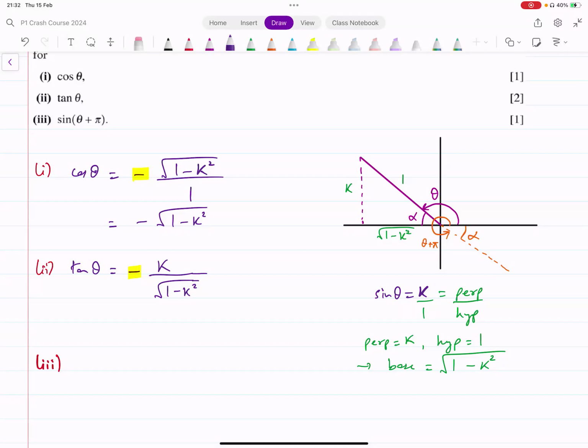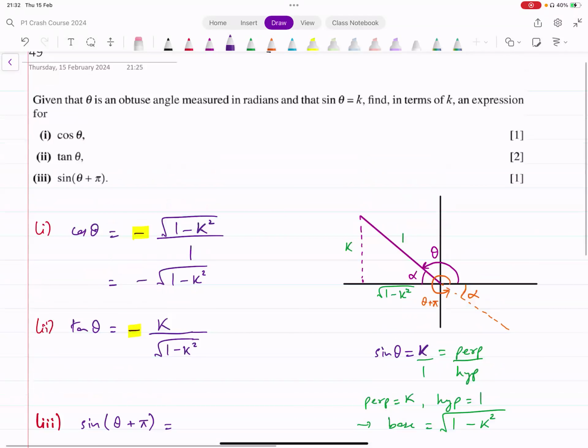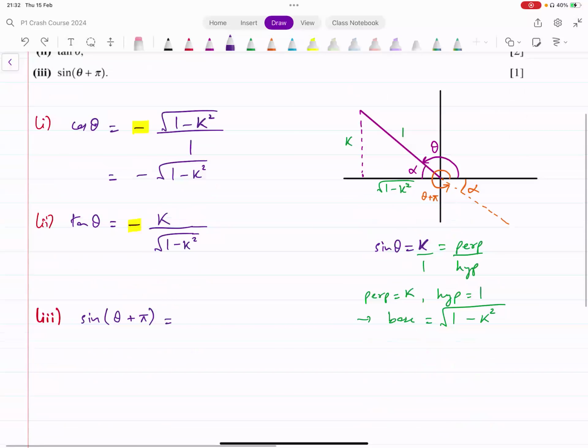So what is sine of theta plus pi? Whatever was the sine before. What was sine before? It was k. So it is still k. However, since we are now in the fourth quadrant, we put a negative sign there. So it's minus k.